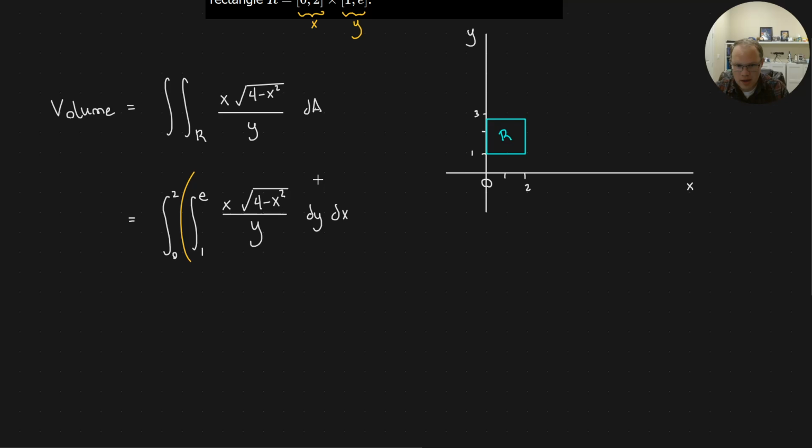So now we do one integral at a time. I'm going to do this integral first. I'm going to treat x as a constant, which means I can treat all of this up here as a constant. So what's the antiderivative of some constant divided by y? Well, the constant just comes along for the ride. And the integral of 1 over y is the natural log of the absolute value of y. We're going to integrate that from y equals 1 to y equals e.